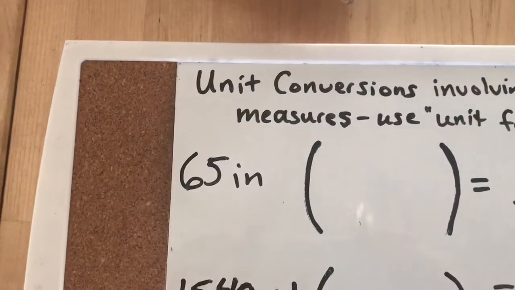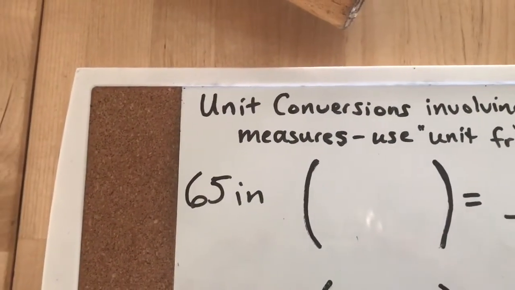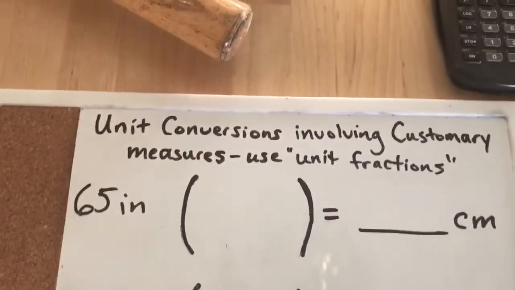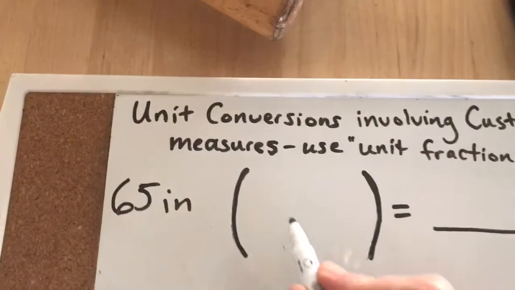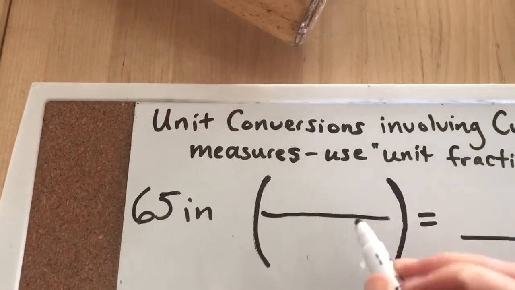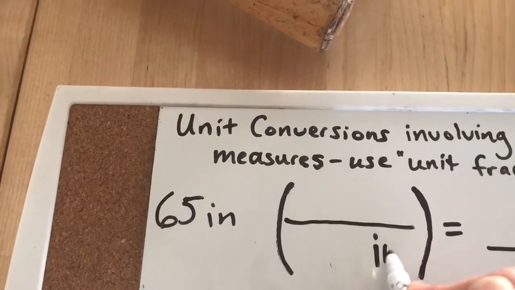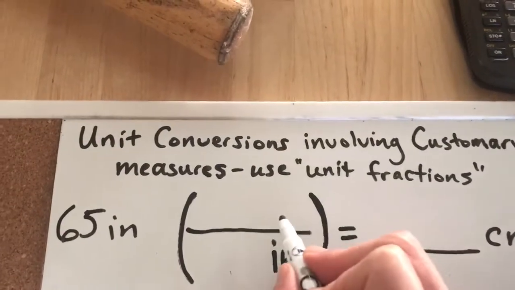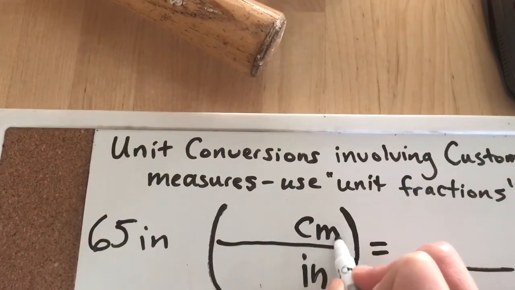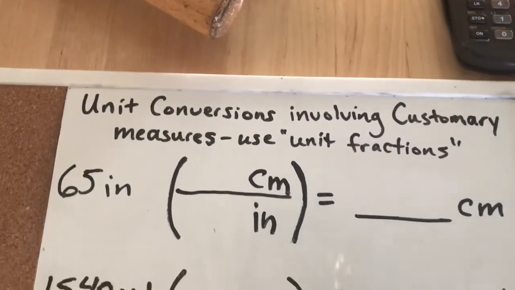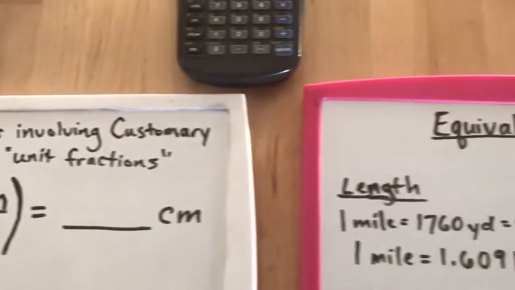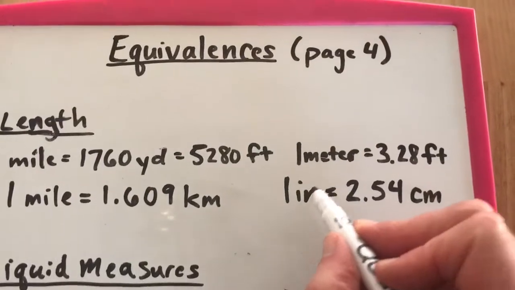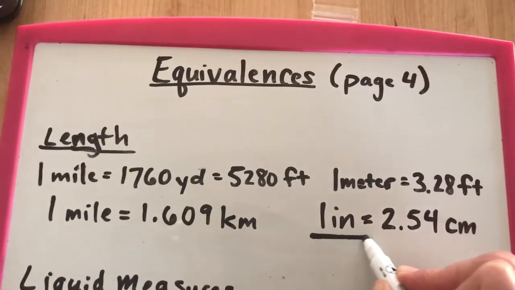Suppose that we're starting with 65 inches and we want to change those 65 inches into centimeters. What I'm looking for is a fraction that I can multiply by right here so that my inches cancel out. I'll put them in the denominator, and I want to introduce my new units of centimeters. I'm going to put those in the numerator. So let's go to our list of equivalences on page 4 of this unit. I notice that I have a fact that's relating those two units to each other.